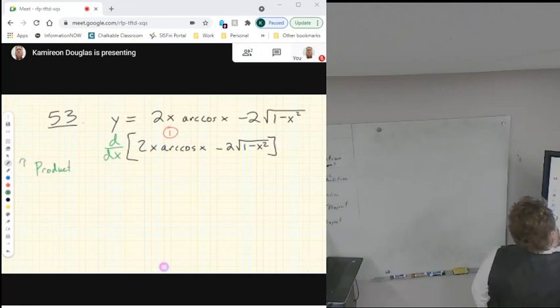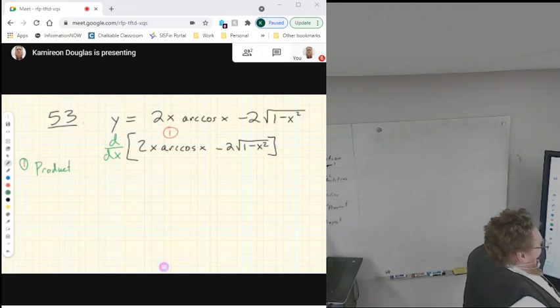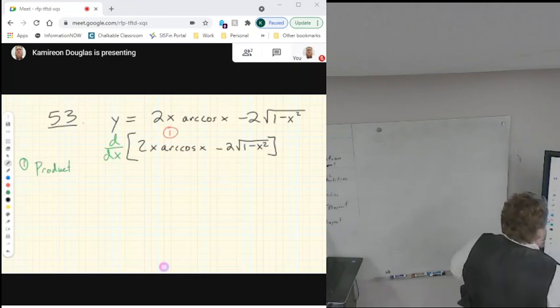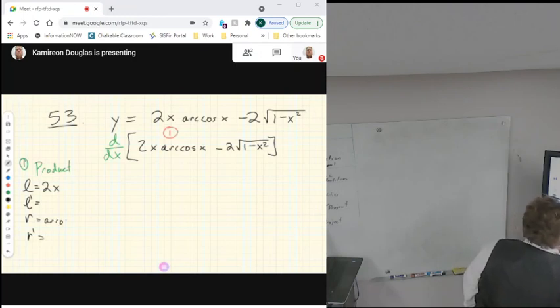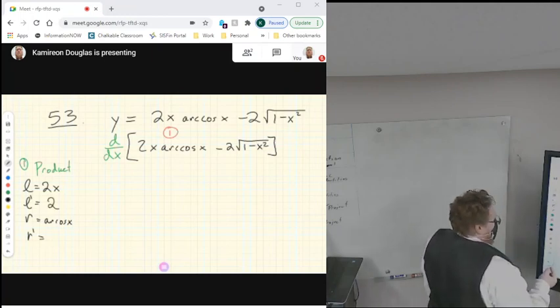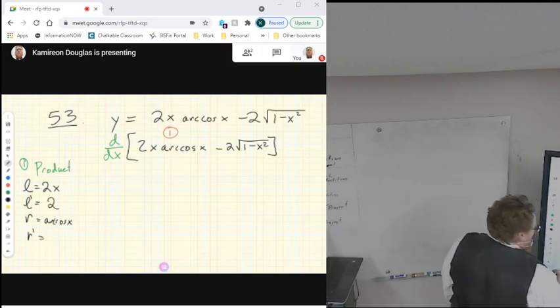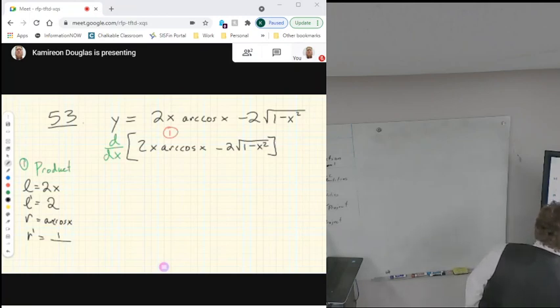So in order to do the product rule, I need 4 things in total. I need to know what the left piece is, what the right piece is, what the derivative of the left piece is, and what the derivative of the right piece is. So let's identify the two we know, left and the right. Left is 2x, the right is arc cosine of x. And the derivatives. The derivative of 2x is 2. The derivative of arc cosine is 1 over the square root of 1 minus x squared. Or is it negative? I think it's negative.